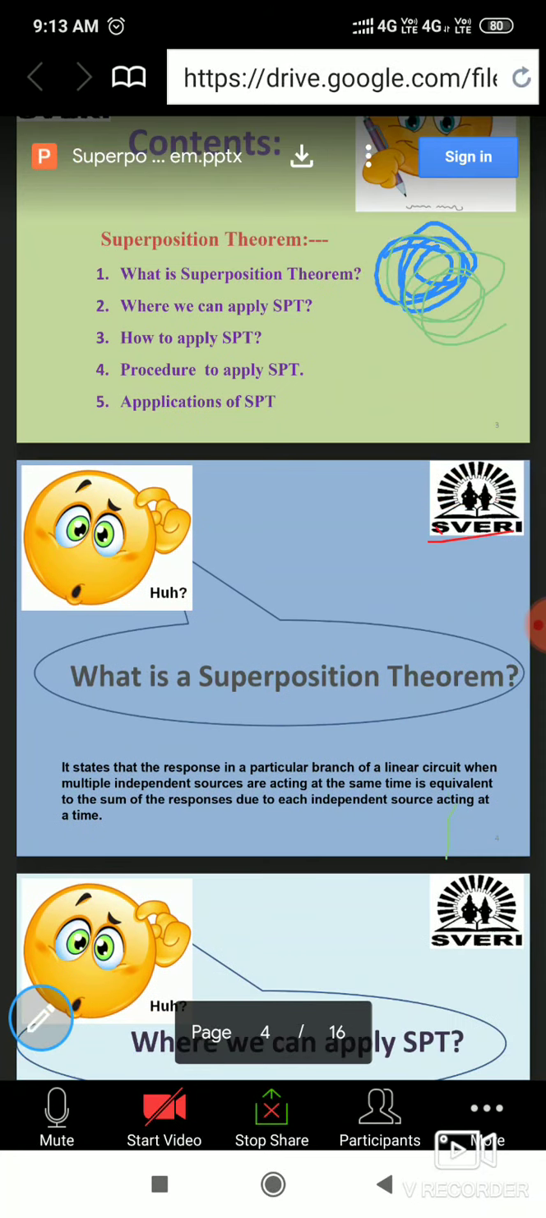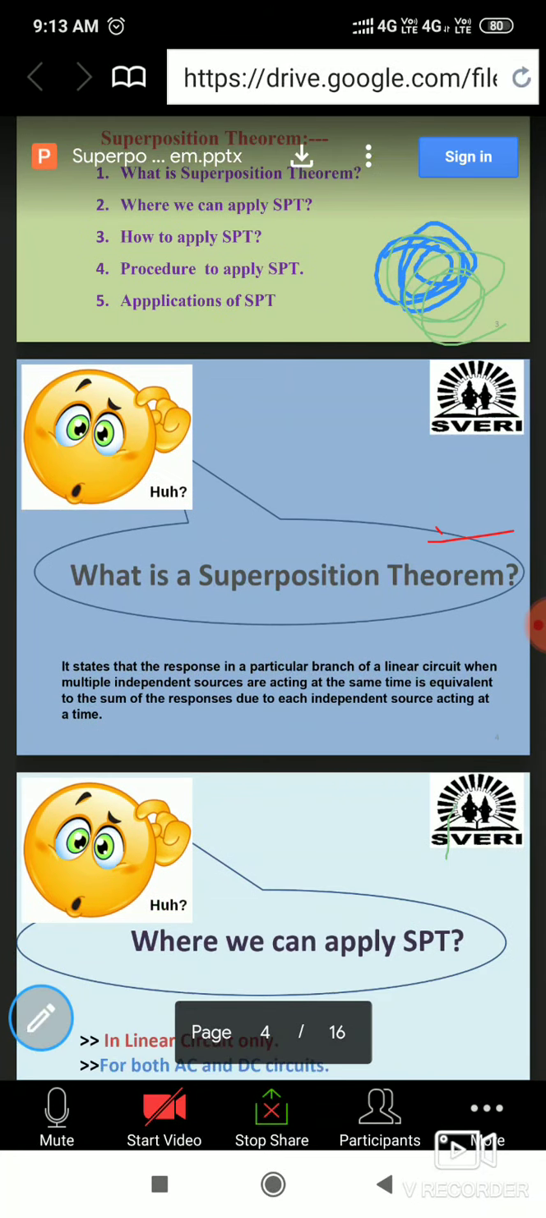Okay, now the question will come to mind: what is the superposition theorem? In many books they have given different statements. The wordings will be different, but the meaning will be the same. So here I will tell you what the superposition theorem is.